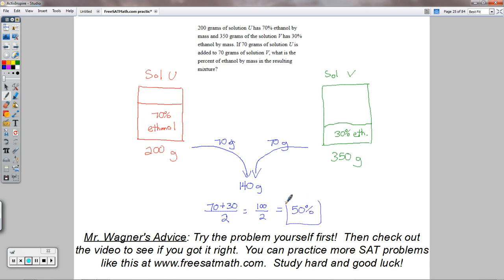Now I want to tell you how you could do something like this if it wasn't quite that straightforward where these were the same amounts. You could take 70 grams times 70%, which would be times 0.7, and over here we could take the 70 grams times 0.3. This would give us 49 and 21.